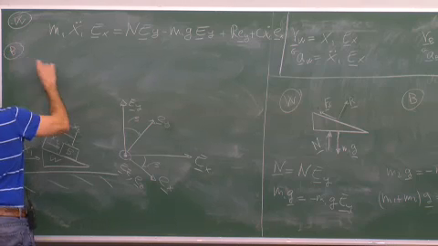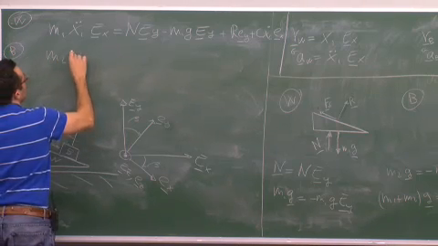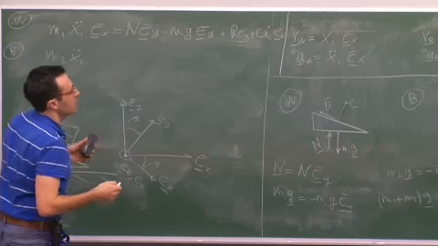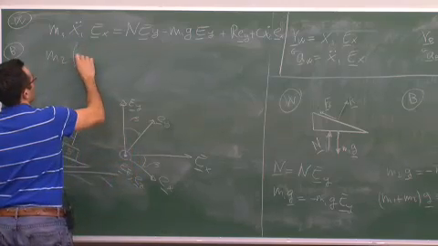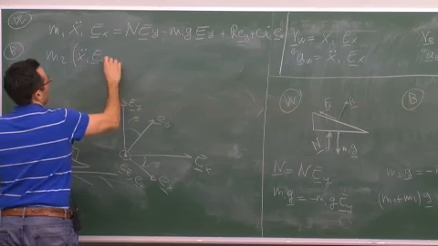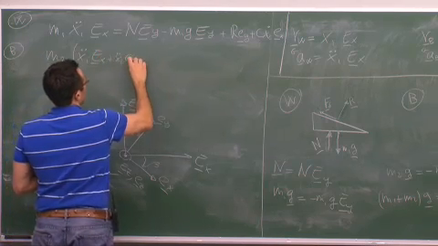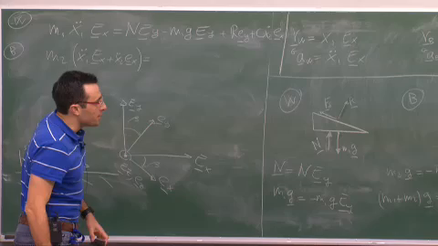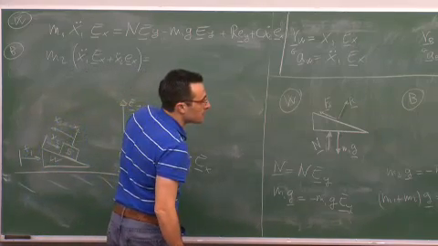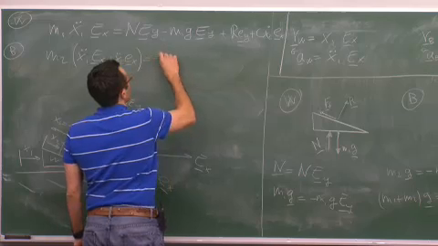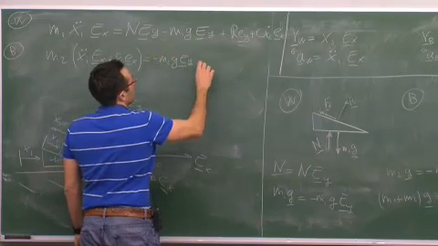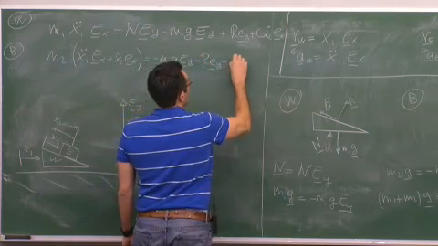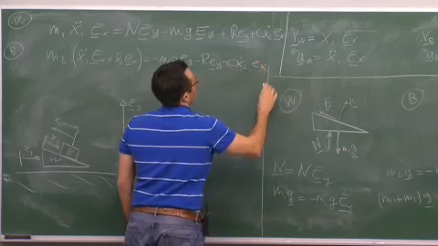The block: m2 x2 double dot. Oh, I'm sorry, I don't know what I'm doing here. I'm not even looking. Okay. x1 double dot ex plus x2 double dot little ex. Doesn't matter for now, they're different coordinate systems, it's okay. Okay, here I have, let's see, minus m2 g ey. Then I have minus R ey. And then I have minus c x2 dot ex.